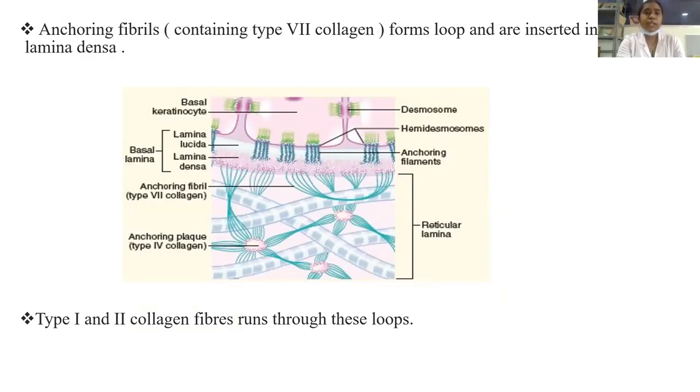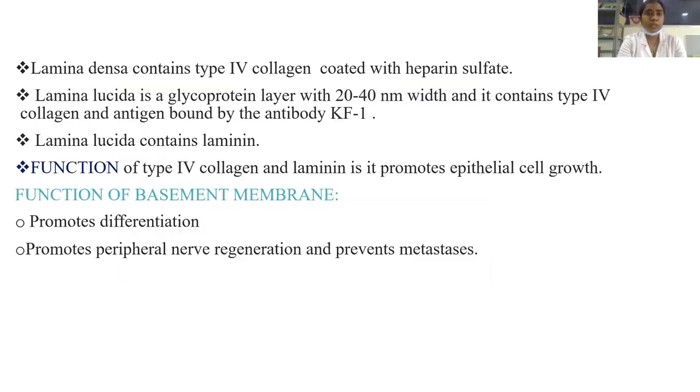Of these, the anchoring fibrils, type 7 collagen, can be seen in the uppermost part, and in the deeper part the anchoring plaque, type 4 collagen, which together are known as the reticular lamina. Type 1 and type 2 collagen fibers run through these loops. Lamina densa contains type 4 collagen coated with heparan sulfate.